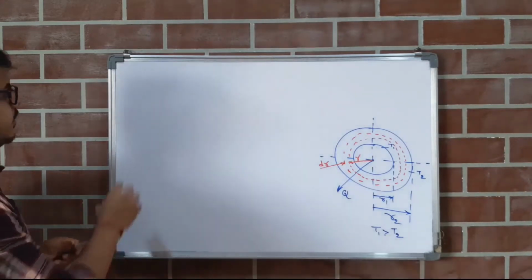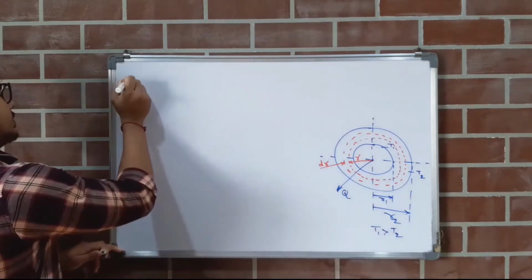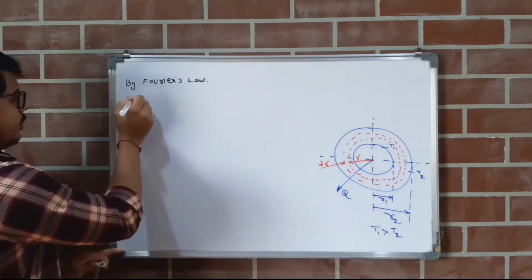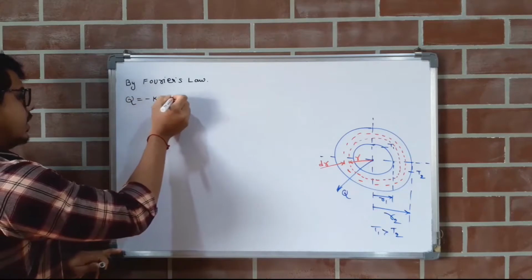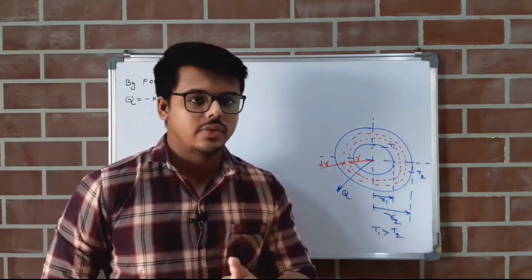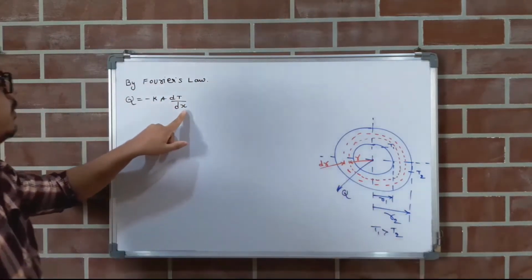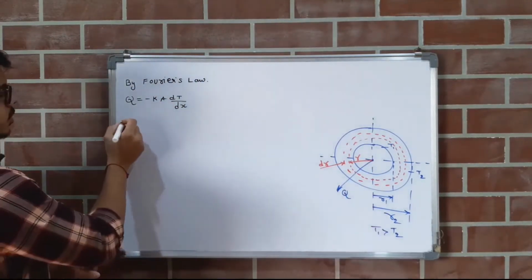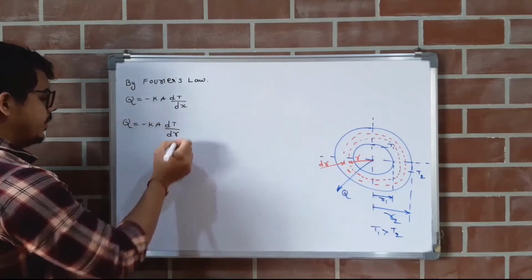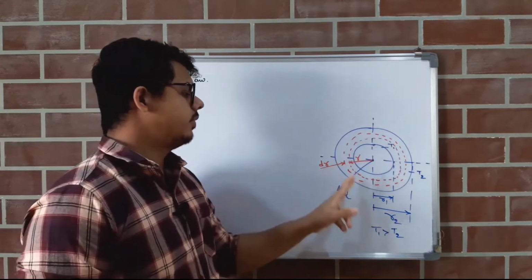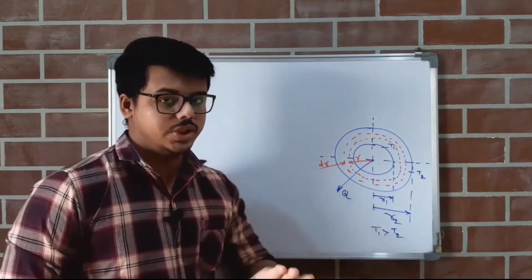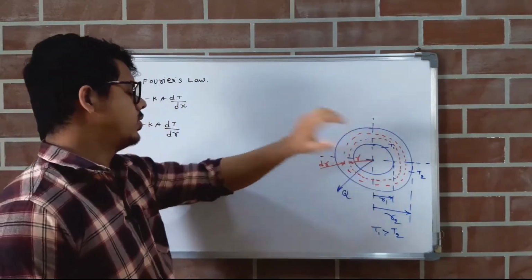So we will start. First step, we have to write Fourier's law. What is Fourier's law? Q is equal to minus K A dT by dx. Now here we are considering only one directional heat flow, along the radial direction, so I will replace this x by r. So Q is equal to minus K A into dT by dr. K is the thermal conductivity of this hollow cylinder, and the material is isotropic and homogeneous, so K is uniform throughout this hollow cylinder.